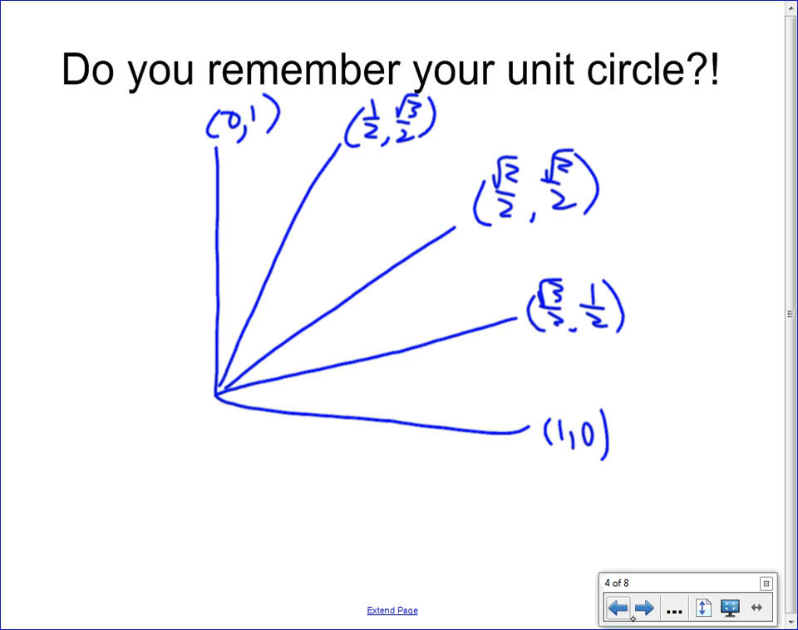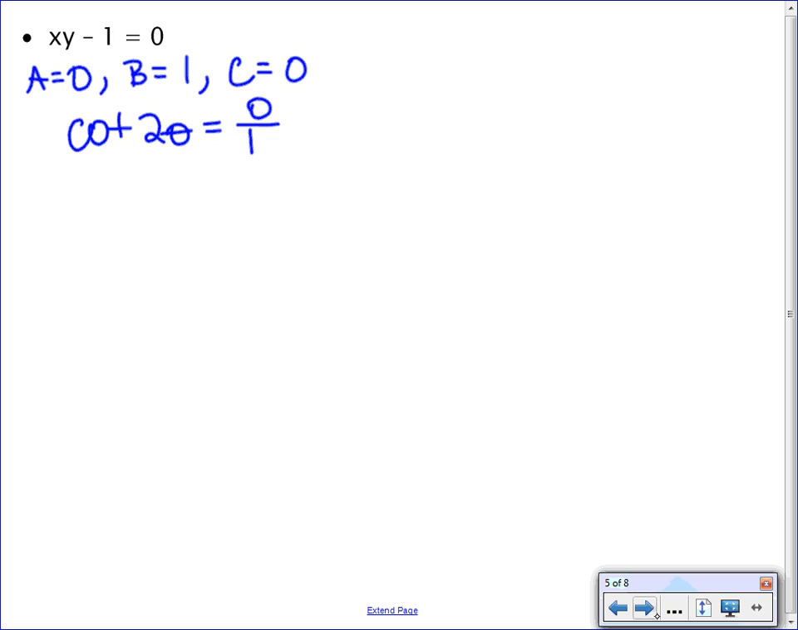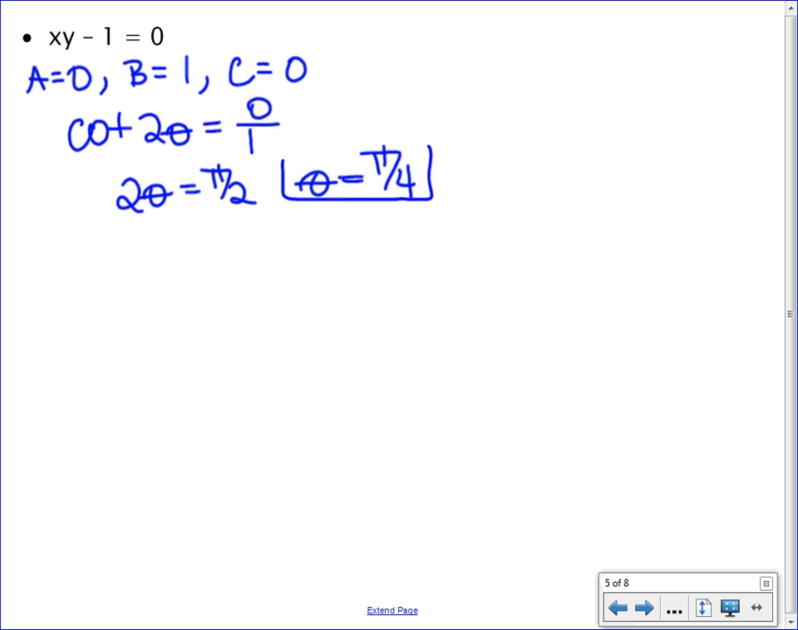X over y. 90. So 2 theta is pi over 2, which means theta is pi over 4. Okay. So that is our rotation.